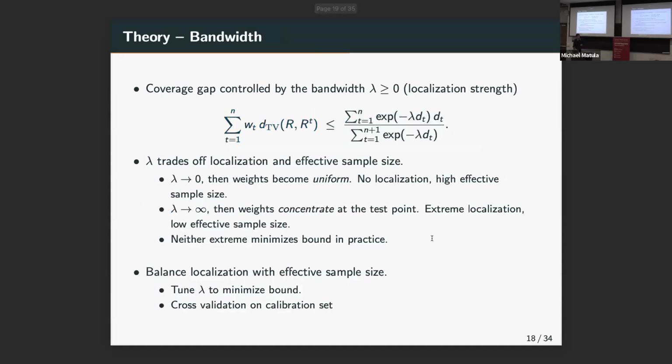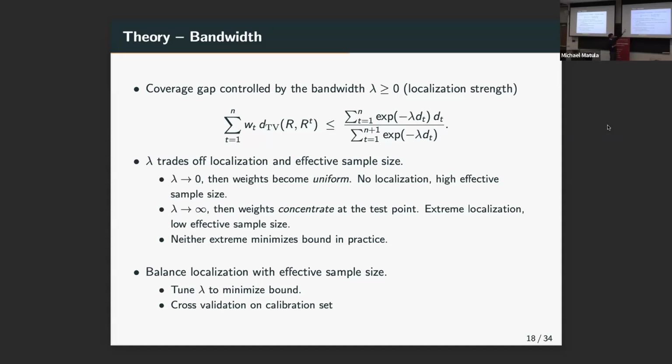But one thing I wanted to say is that the coverage gap here can be controlled by our lambda term. There's an annoying trade-off with lambda. We parameterized it so that if our bandwidth was 0, we would get essentially no localization, and that way you recover exact conformal inference in that case, or you should.